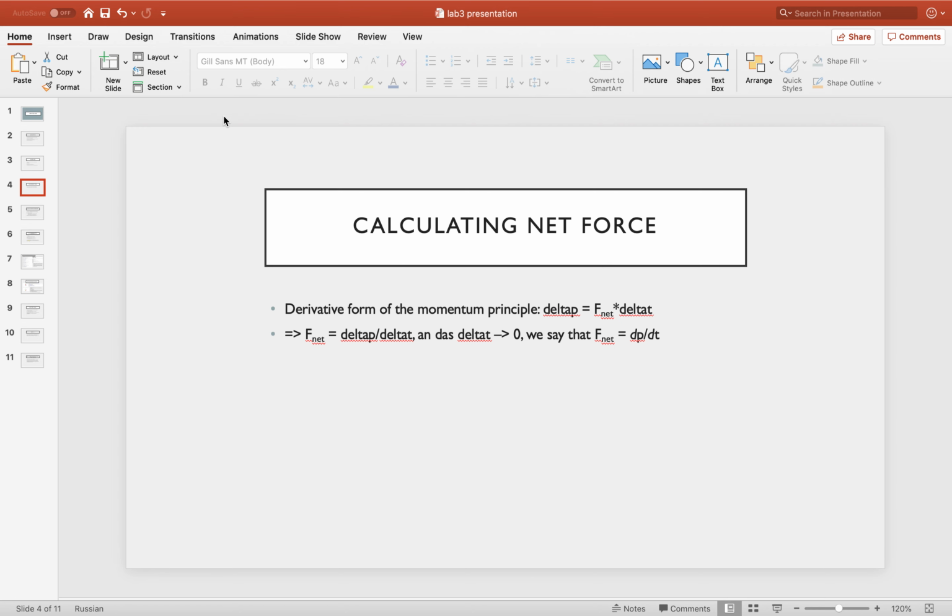Now we calculate the net force using the derivative form of the momentum principle. Delta P equals F net times delta T, and so we obtain that F net equals delta P over delta T, and as delta T goes to 0, we say that net force equals dP over dt.